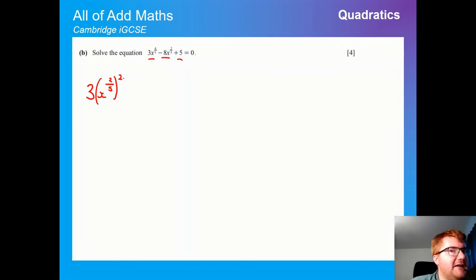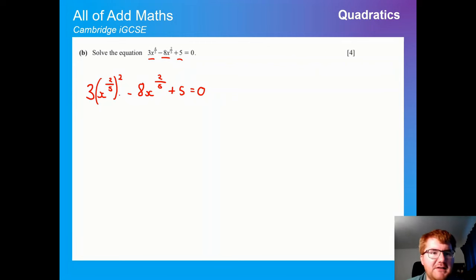Now notice you can check that, 2/5 times 2, that's equal to 4/5. So I haven't changed anything here. I'm going to leave this the same for the moment, and then put this 5 equal to 0. Now, what I'm going to do, and you can do this directly if you're happy with it, is use a substitution. So I'm going to let y be equal to x to the power of 2/5. You're thinking, why would you even want to do that? Well, let's see what comes out.